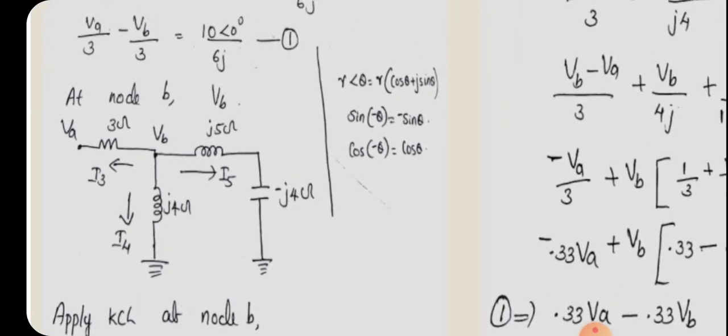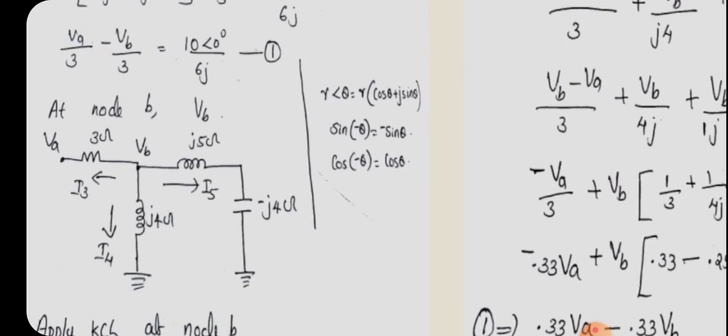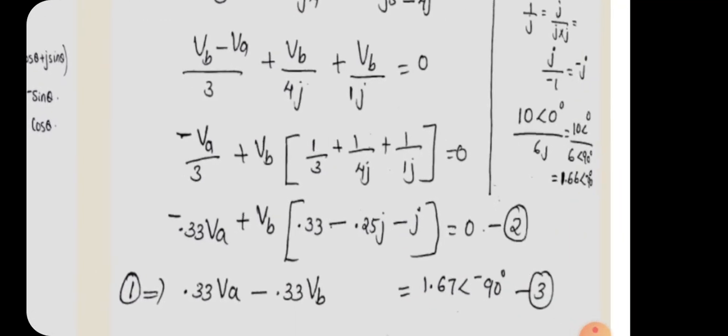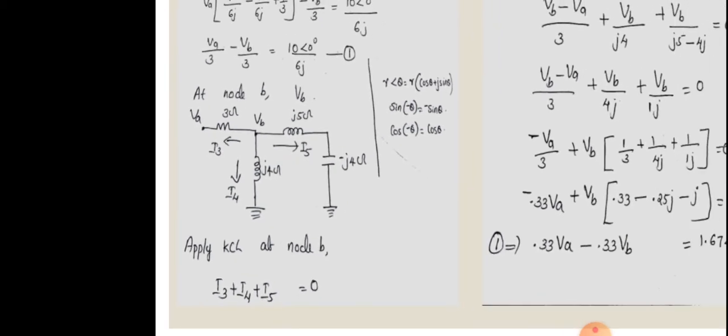I3 will be equal to VB minus VA by 3, that is from the diagram. Next I4 will be equal to VB divided by 4J. Next I5 will be equal to VB divided by 5J minus 4J. See here, inductance 5J and capacitance are connected in series, and so its reactance can be written as 5J minus 4J, that is, reactance values can be summed.